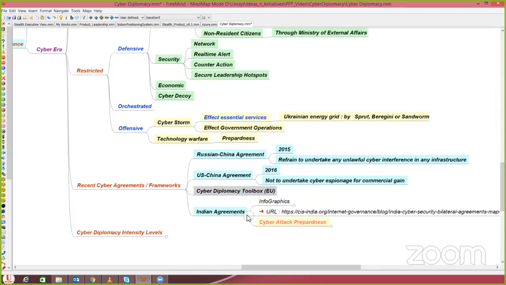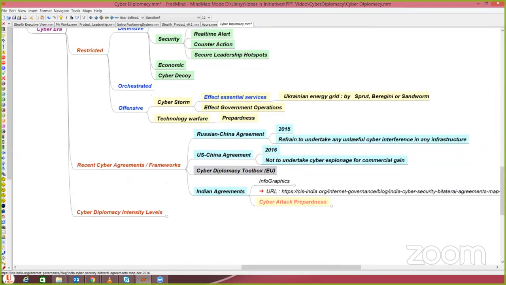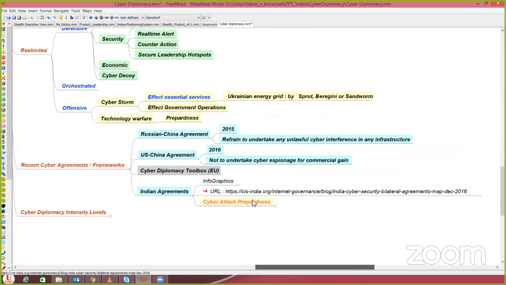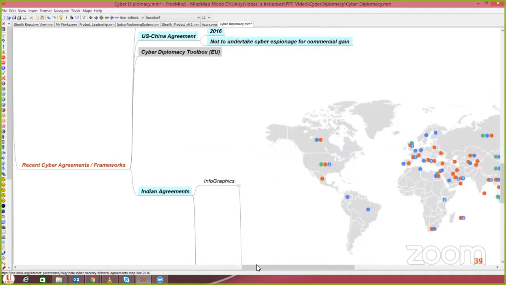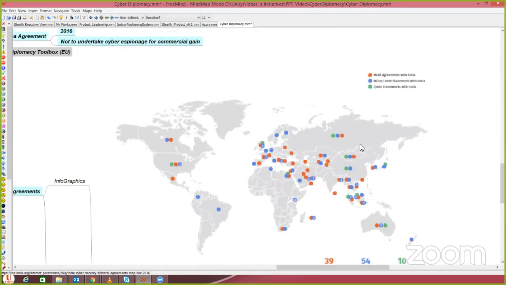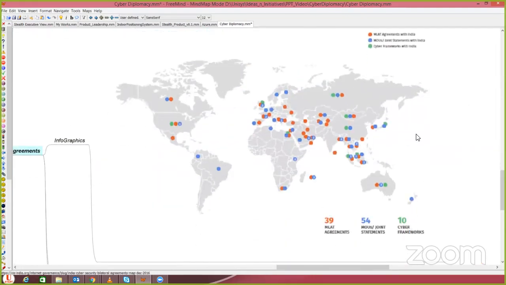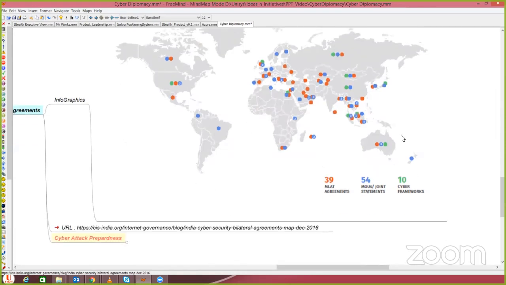India is not far behind. India has also done a lot of work in this direction. I see many instances of this. For example, I've just put this in this mind map, this infographic, about how many of those countries have tie-ups with India. What are the types of these tie-ups? And yeah, this is a lovely infographic which actually lists out a lot of that. There is more to this actually.